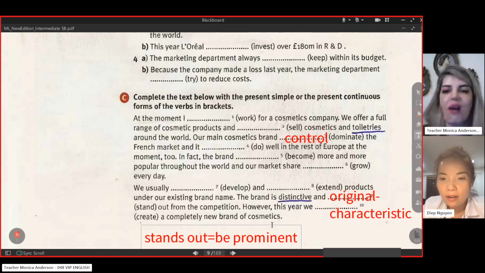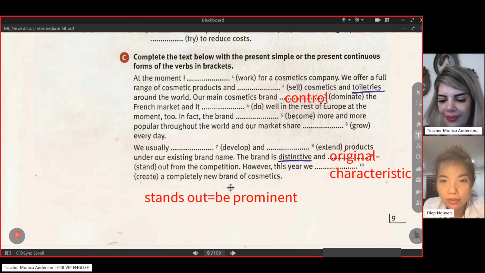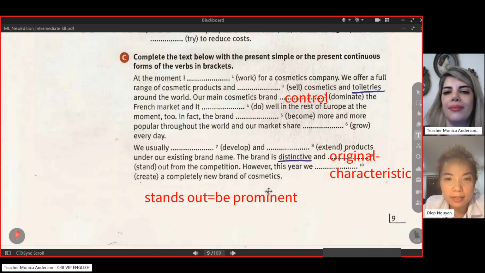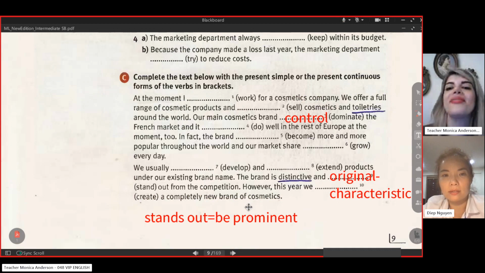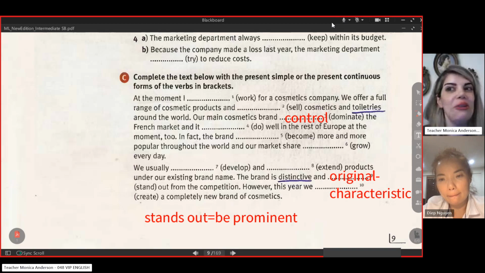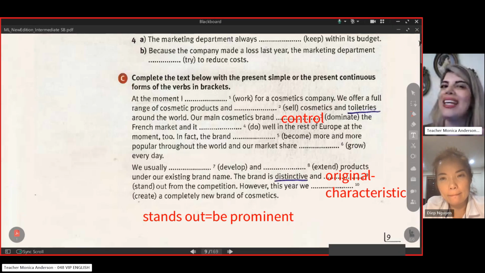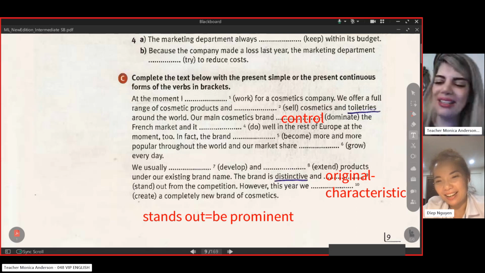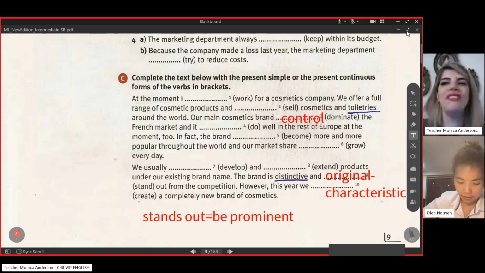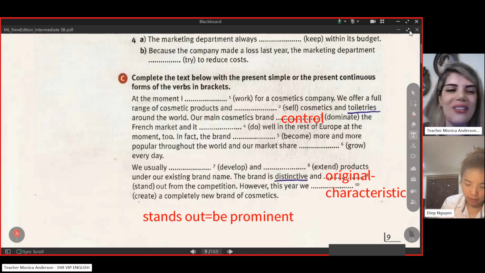However, this year we are creating a completely new brand of cosmetics. Of course, you need to know this word because this is a really essential word for ladies. Lipstick, of course. We have some cosmetic products that we normally use every day.